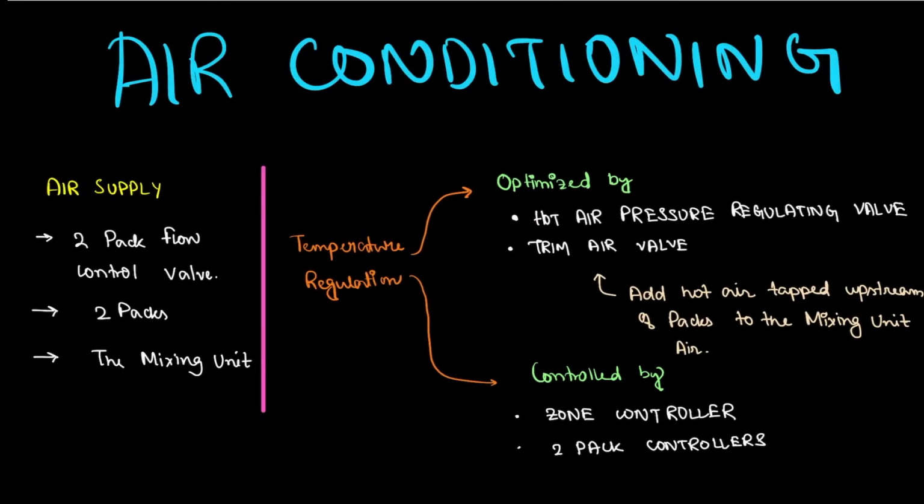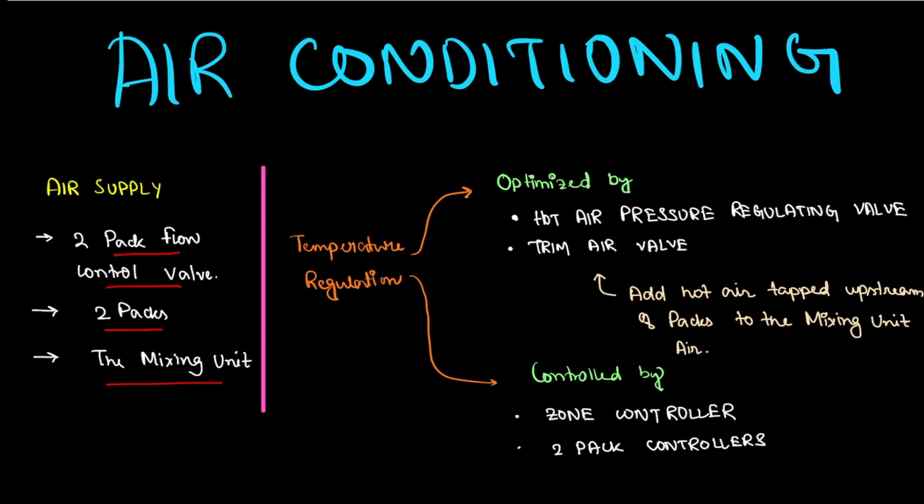So basically it's a very short and brief video. So let's dive into the topic. The air supply in the air conditioning is done by the two pack flow control valves, the two packs and the mixing unit. This I will discuss in the diagram on the next page.